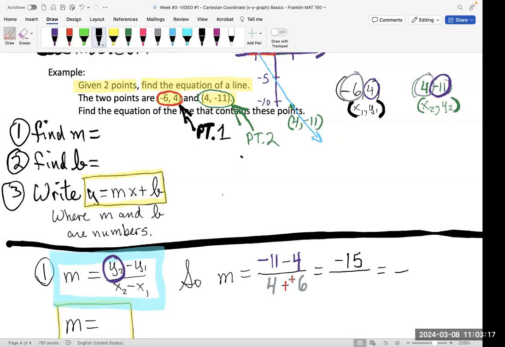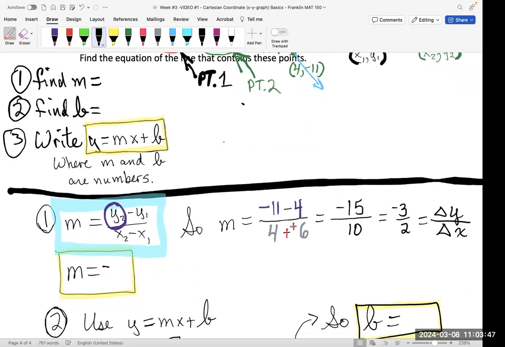My denominator, 4 plus 6, is 10. Those are both divisible by 5, so I reduce, and I have -3/2. You can write it as -1.5, but my slope is a ratio of the vertical change, the change in the y direction, over the change in the x direction. That triangle means delta. It's a Greek D for delta, the change in y over the change in x. So my slope is -3/2. I found my m. My m is -3/2.